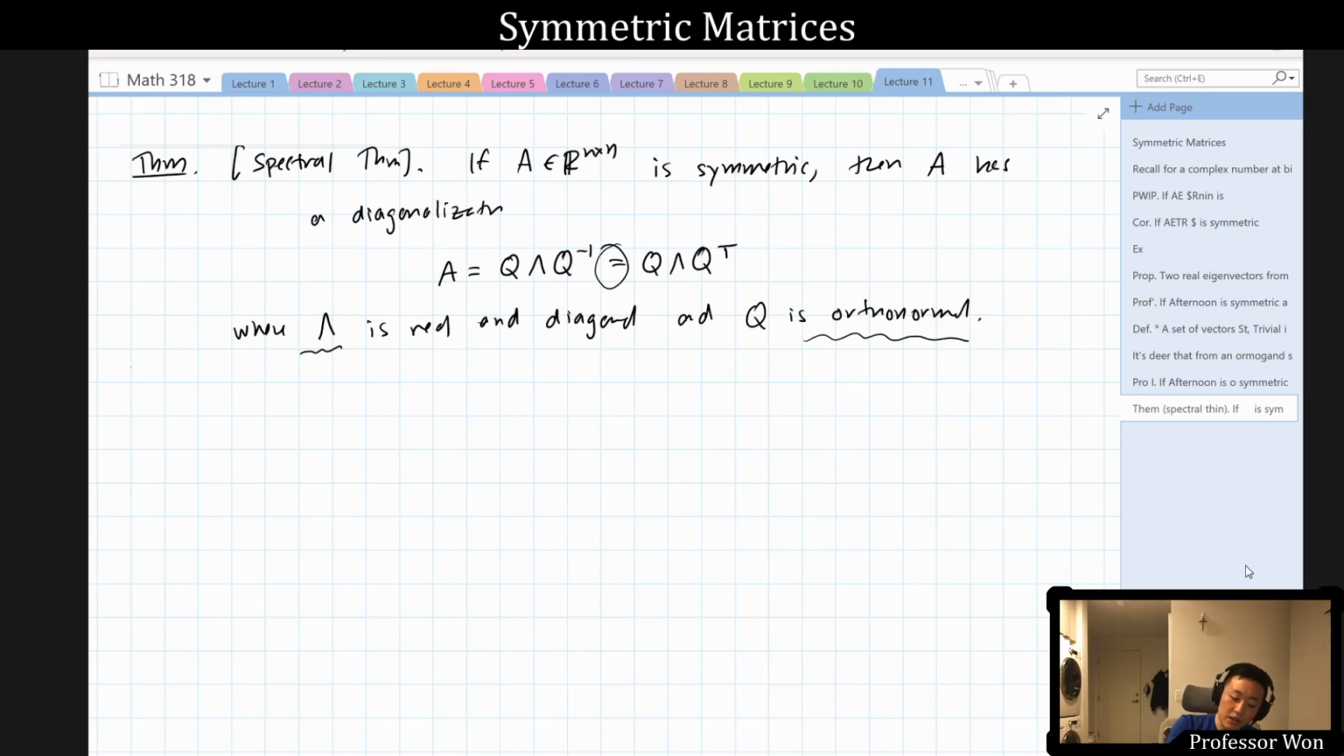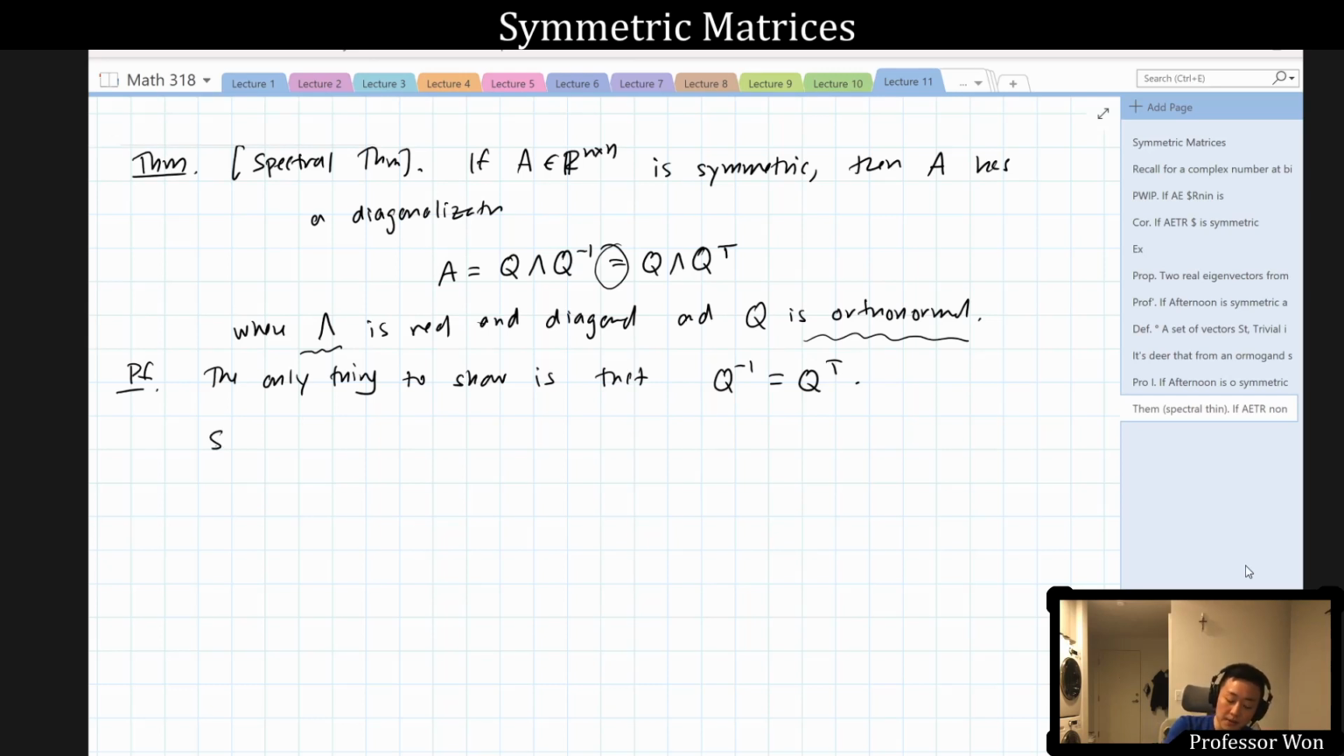Right, so the only thing to show is that Q inverse is the same thing as Q transpose. This is a very useful fact, so that's why it's stated separately in the notes. If you have an orthonormal matrix, its inverse is incredibly easy to write down. You just take the transpose. So how do we do this?